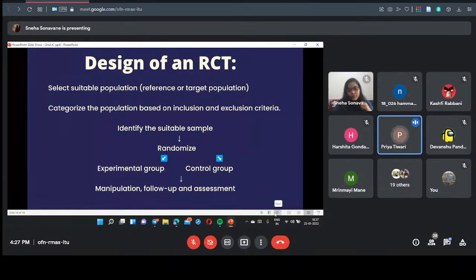And after this step, you will do the manipulation, follow-up, and assessment. Now, the most important step that you do in an RCT is randomization. So just remember, randomization is the most important step. Next slide.